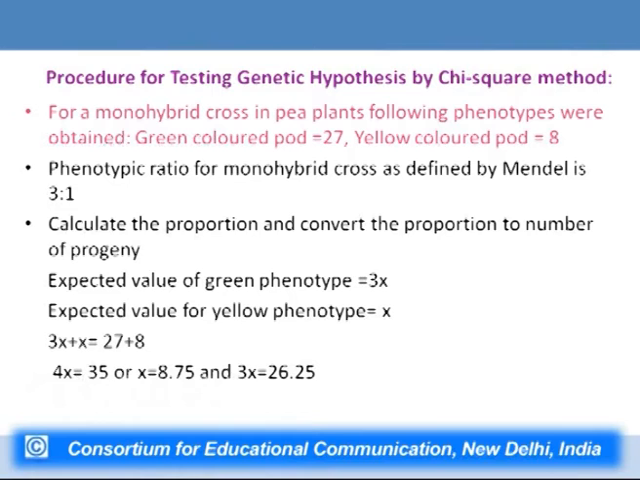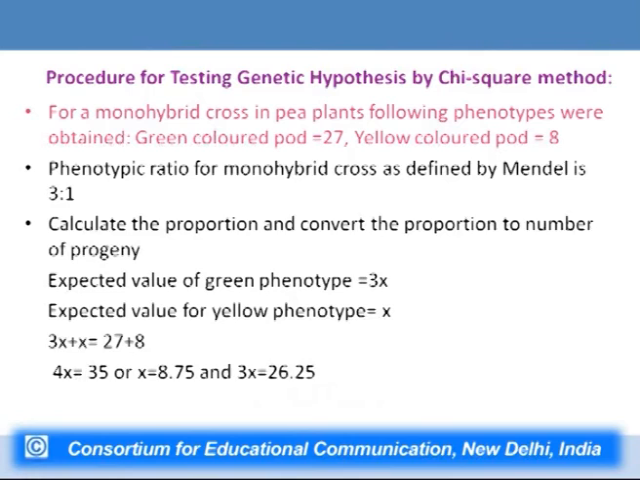So, 8.75 is the expected value for the yellow colored phenotype, and the expected value for the green colored pod phenotype is 3x, which can be obtained by multiplying 3 with x, which is 8.75. So, 3 times 8.75 gives us the value of 26.25. So, the expected value of yellow colored pods is 8.75 and the expected value of green colored pods is 26.25.